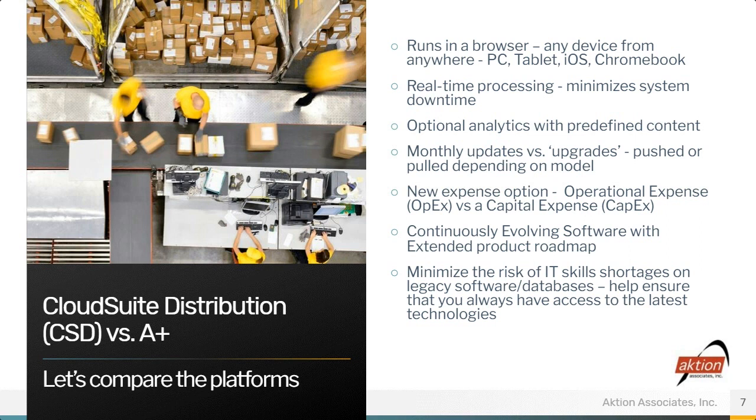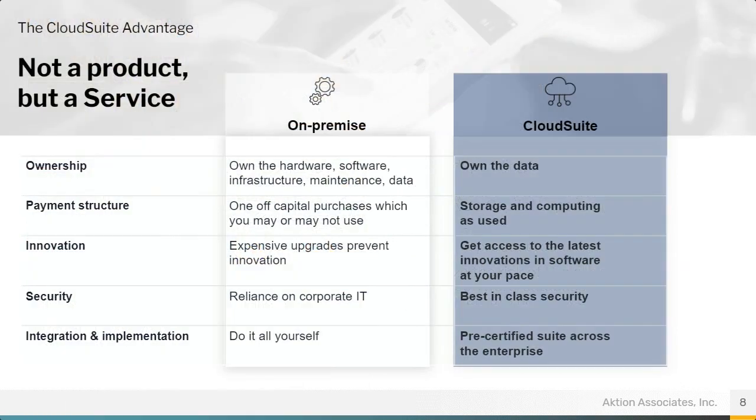This is our flagship product going forward, where they're investing all their dollars, again, in functionality and technology. So a continuously evolving software roadmap. And this last one's important. Minimize the risk of IT skills shortages on legacy systems similar to A+, because those people, some retire, some have transitioned to new next-gen products like CloudSuite Distribution.